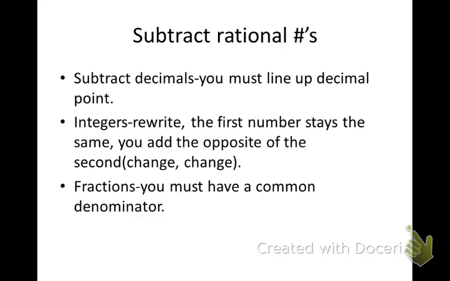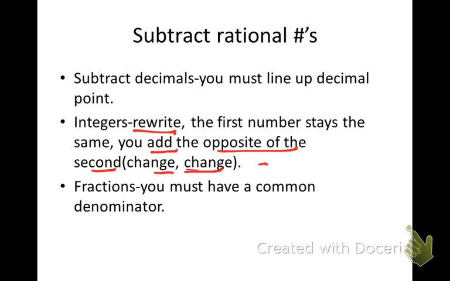So now we're going to talk about the rules for subtracting rational numbers. Many of them are very much like the addition part as far as some of the rules go. So subtracting decimals, you must line up the decimal point, bring it straight down, so very much like addition. Integers, every subtraction problem we are going to rewrite it. The first number we're not going to bother, you're going to add the opposite of the second. And you might have learned this as the change rule.